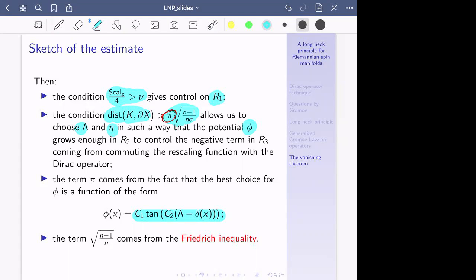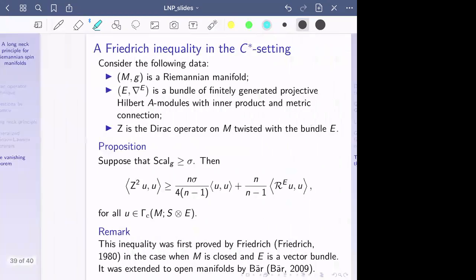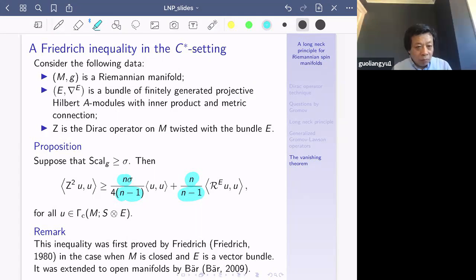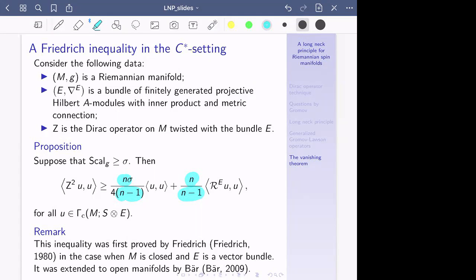And then the last term, the square root of (n minus 1) over n, comes from the Friedrich inequality that I want to quickly recall. So the Friedrich inequality is the following. If you take any Dirac operator twisted with a bundle E, then the inequality coming from the Lichnerowicz-Weitzenböck formula can be slightly improved, and the improvement is exactly given by this constant n over n minus 1.